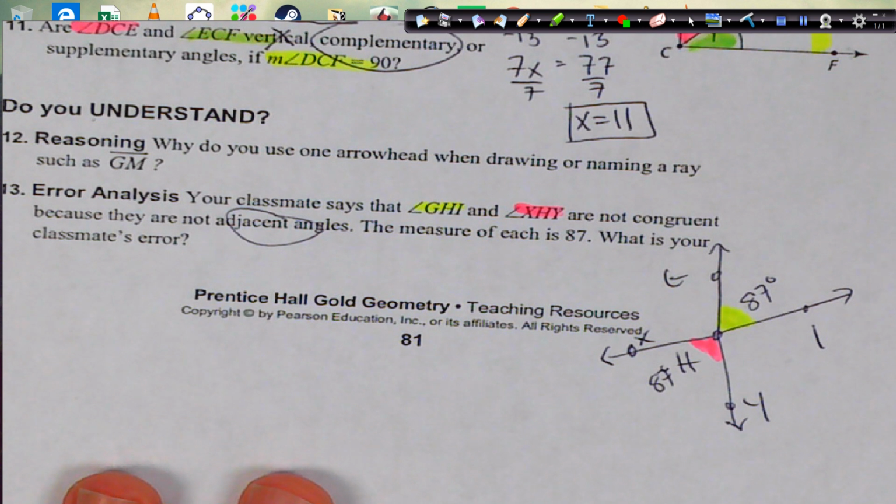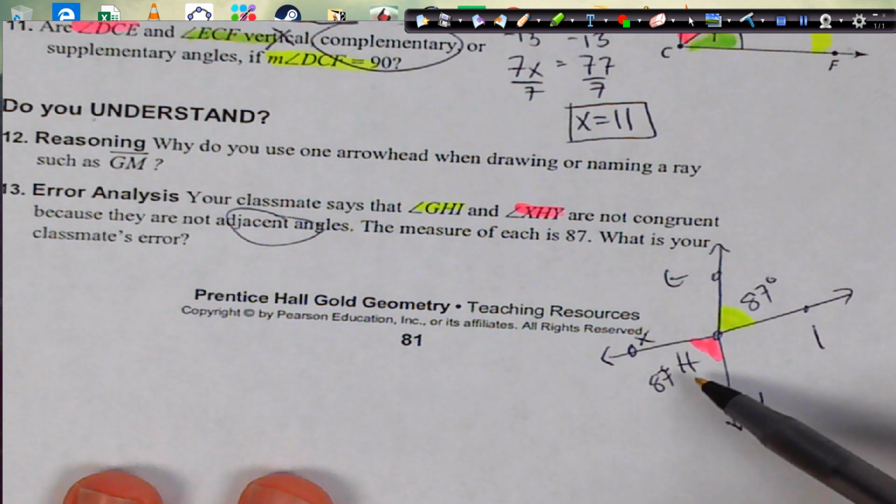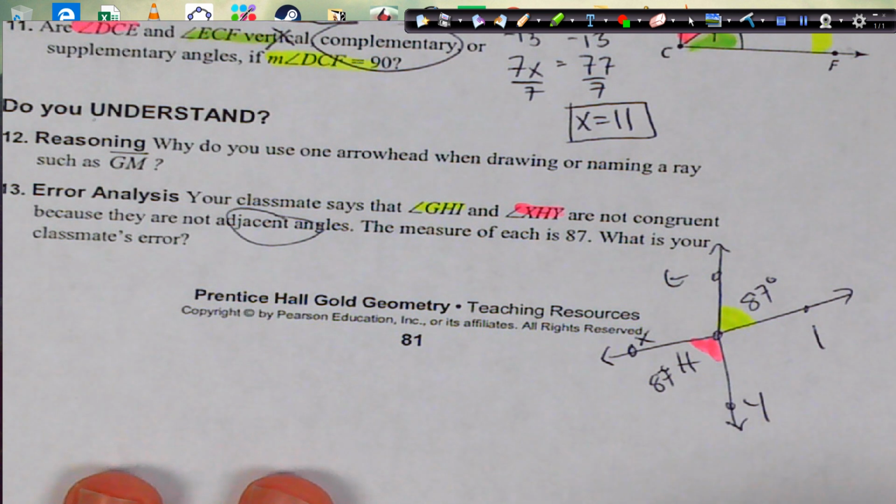Okay, so that would be an example of his picture. The pink and the yellow angle are definitely congruent. They are not adjacent. That's okay. You don't have to be adjacent.